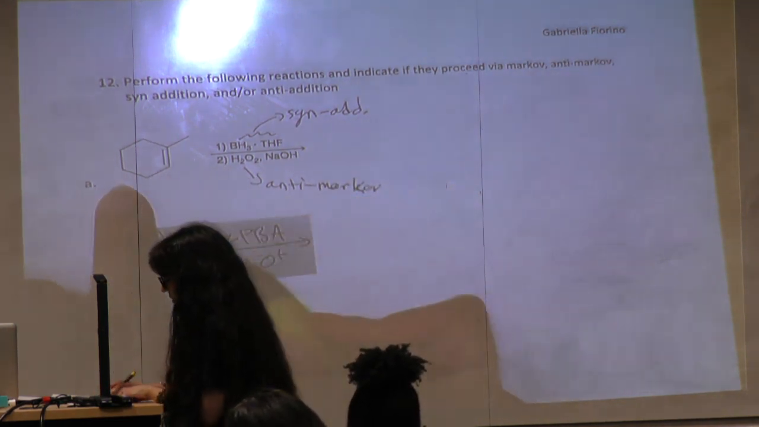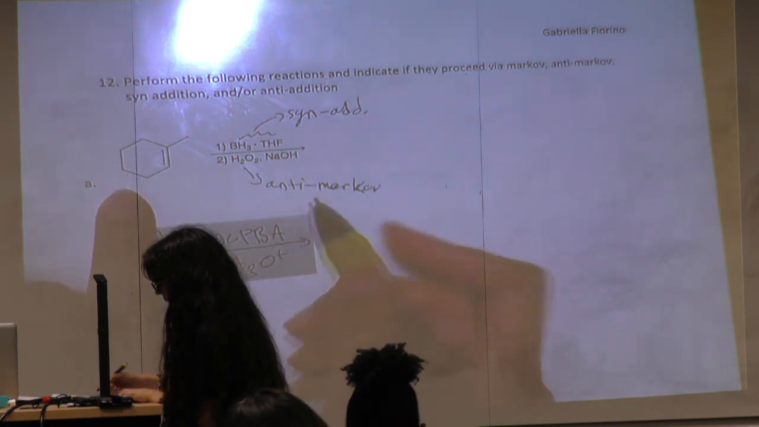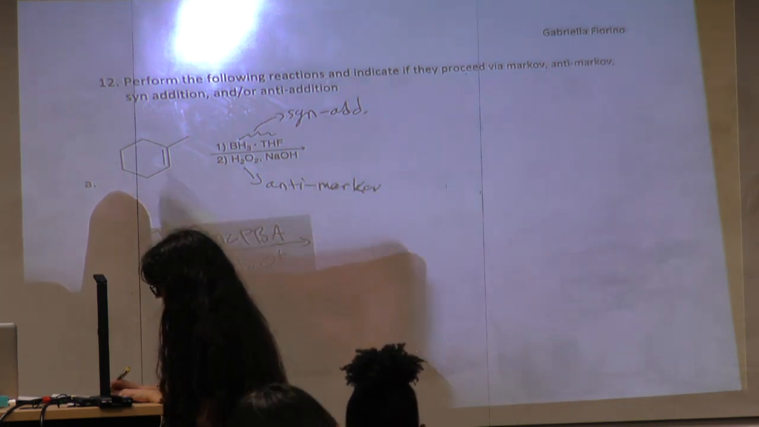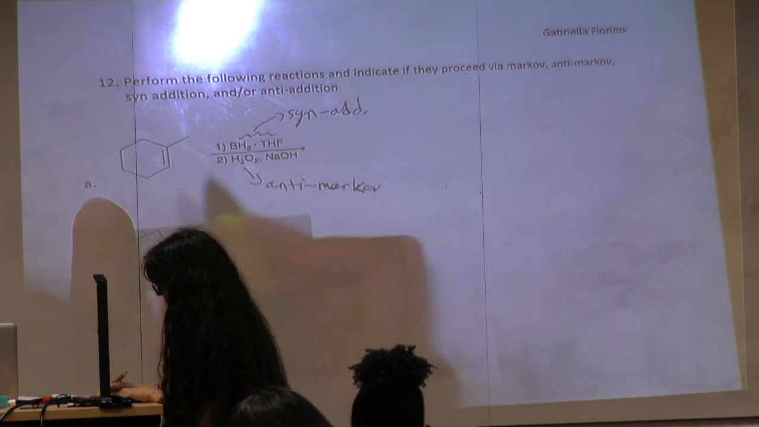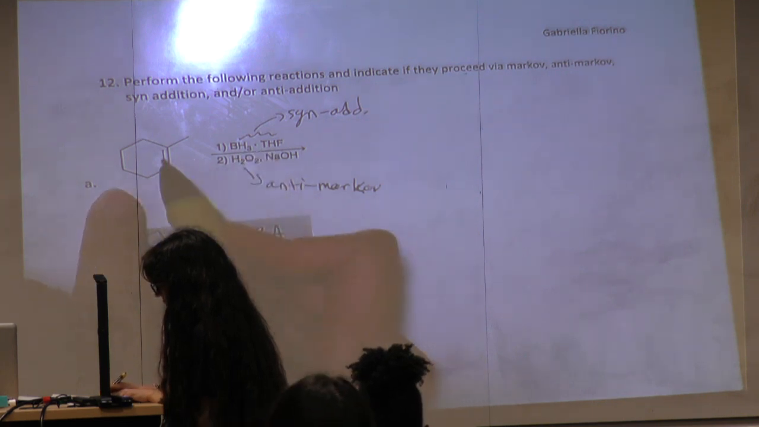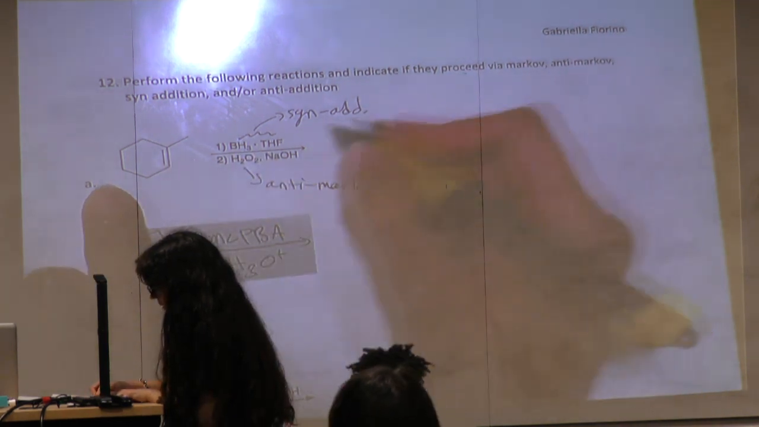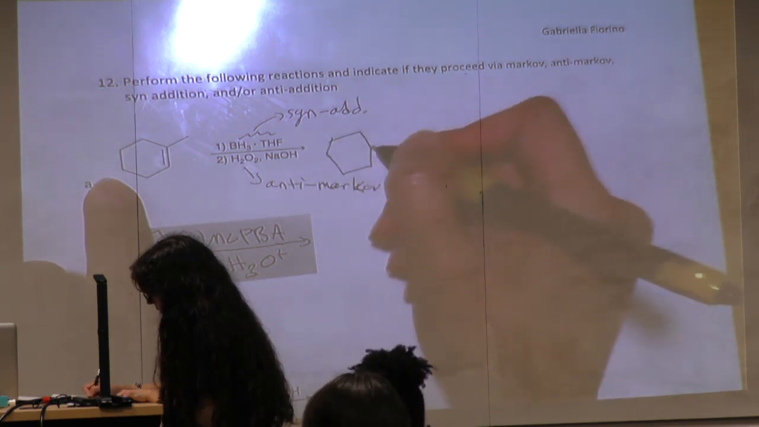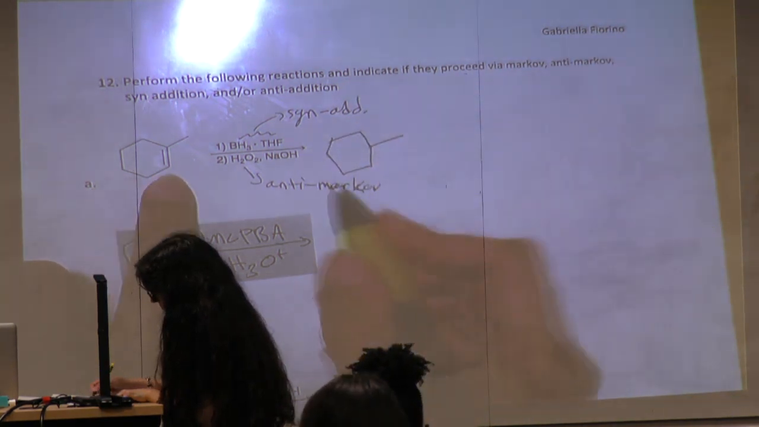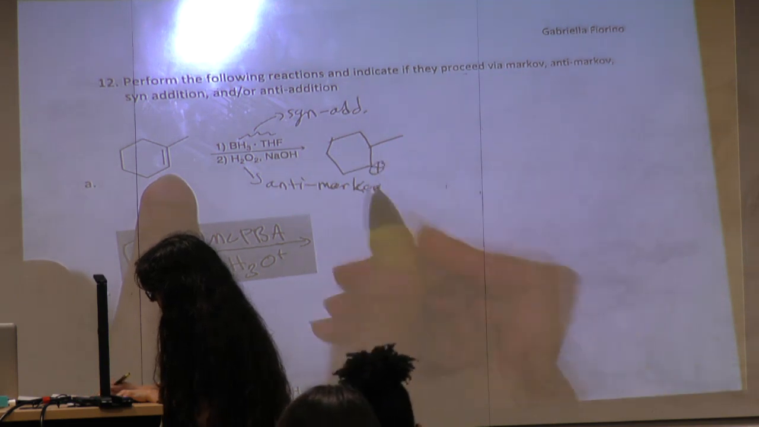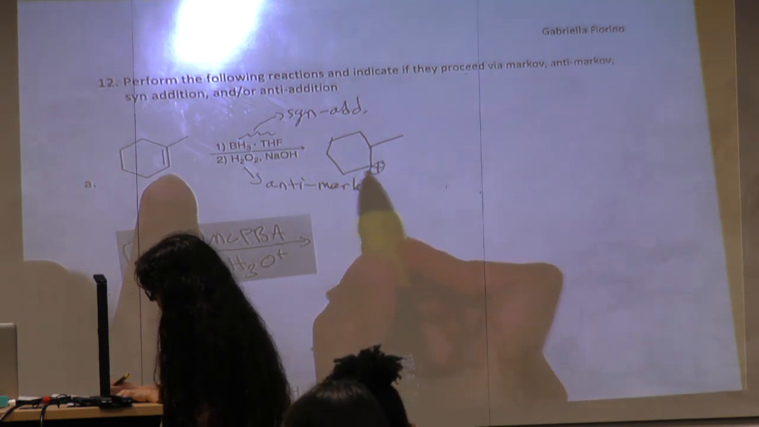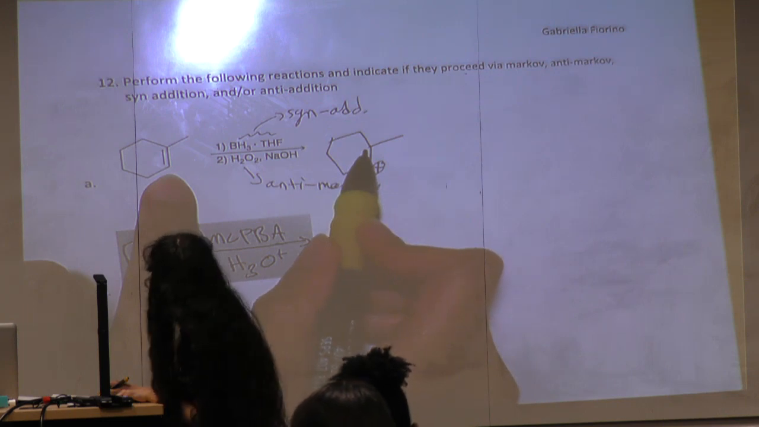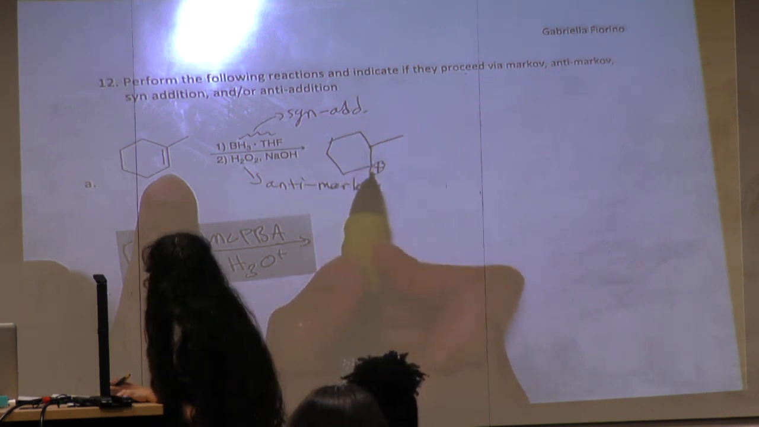And so what we're going to do is, because it's anti-Markovnikov, we're going to do substitution to the less substituted area. So BH3THF is going to create a carbocation intermediate. So step 1 is going to be creating a carbocation right here, because that would be less substituted than putting it here. So those are our two options. Here or here. We put it here because it's less substituted.